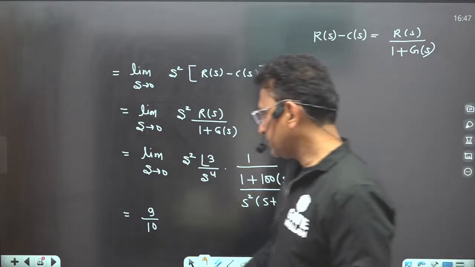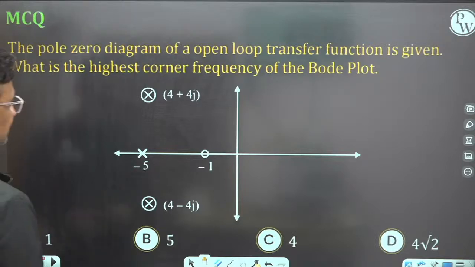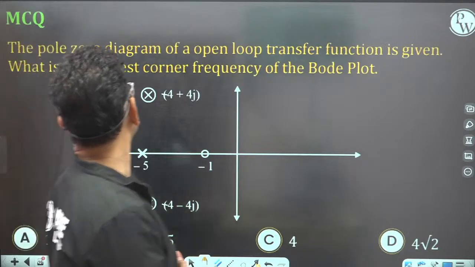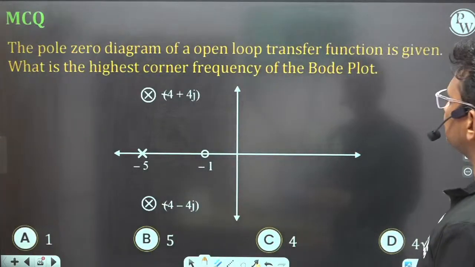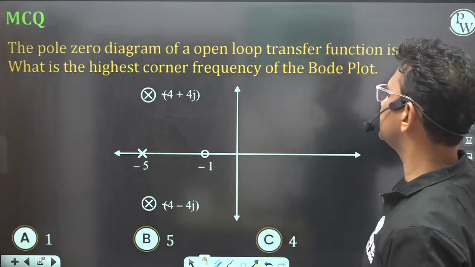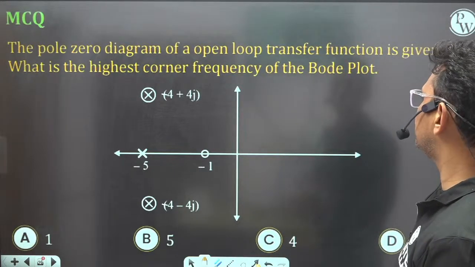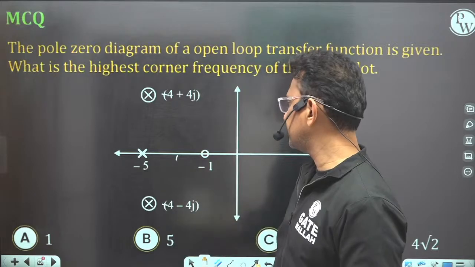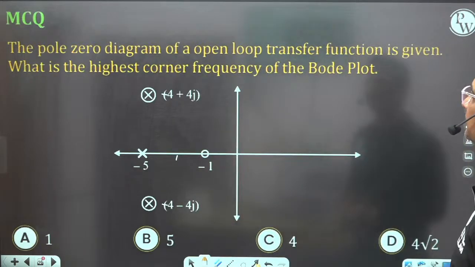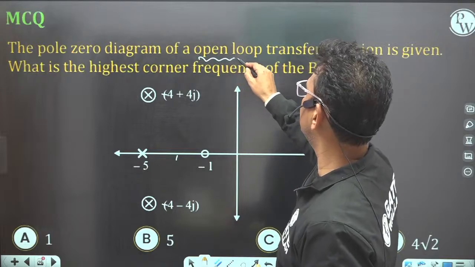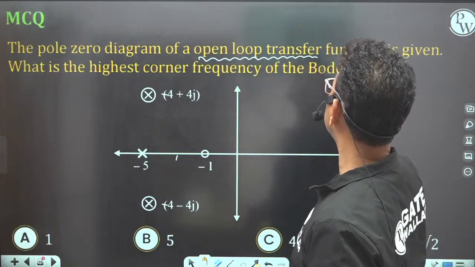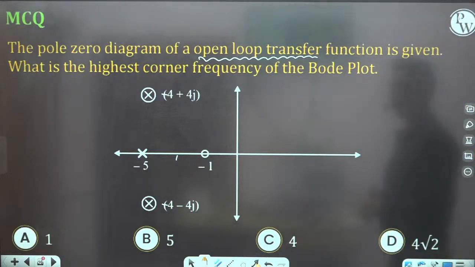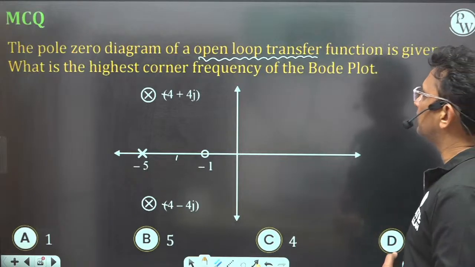Okay. So now I move to the next question. This question is a little bit easy. The pole zero diagram of an open loop transfer function is given: -1, -5, -4 plus 4j, -4 minus 4j. What is the highest corner frequency of the Bode plot? Whenever we draw the Bode plot and the Nyquist plot, it is always the open loop frequency response. We always use the open loop transfer function.